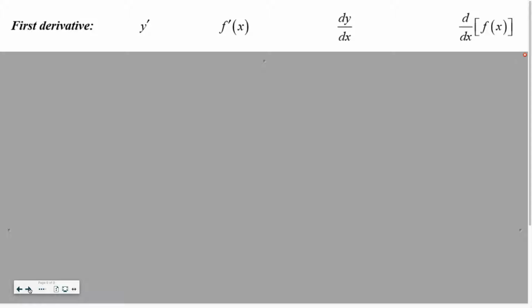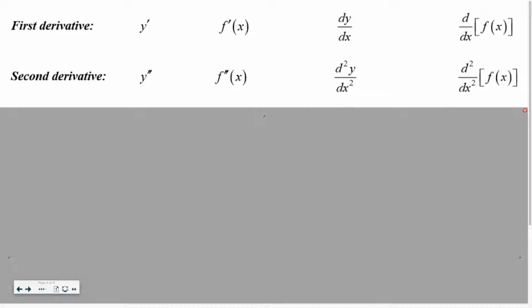Okay, all right, so let's talk about notation. Y prime, F prime of X, dy dx, d dx of f of x. That all means first derivative. Second derivative. Write these down.